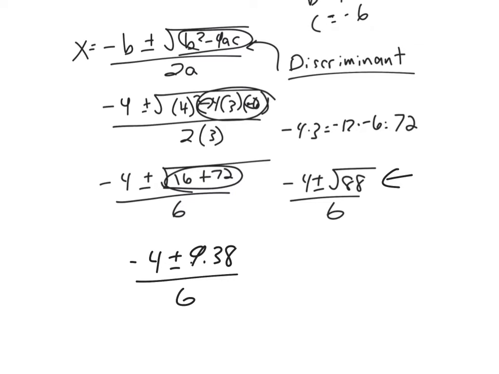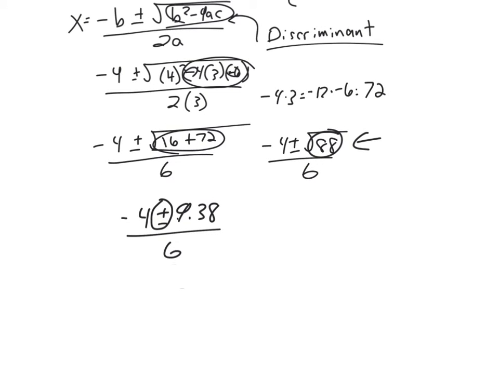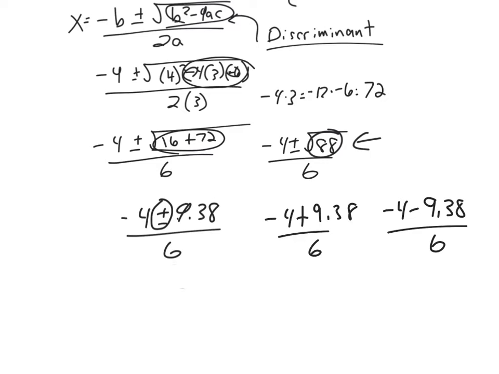Okay. So now this is why we're going to have two answers. When this is positive, we said we'd have two answers. Well, the reason we have two answers is because one's plus and one's minus. So we break that down now. We say, all right, it's -4 plus 9.38 divided by 6, and -4 minus 9.38 divided by 6. Okay? So this one here is going to be a 5.38 divided by 6, because 9 minus 4 would be 5, right? And here it's going to be -13.38 divided by 6, because they're both negative, so I add them up. So 4 and 9 makes 13. And then I just divide each of those.